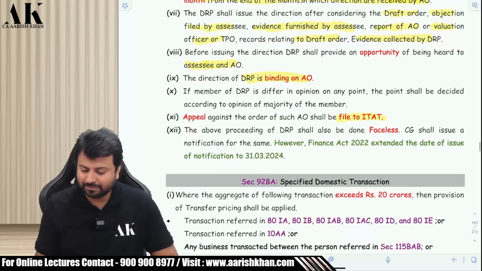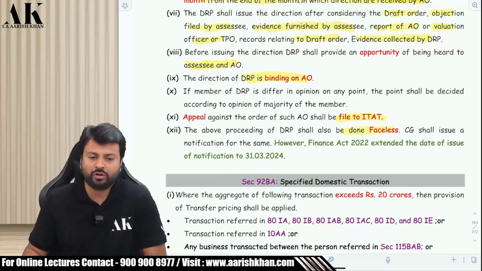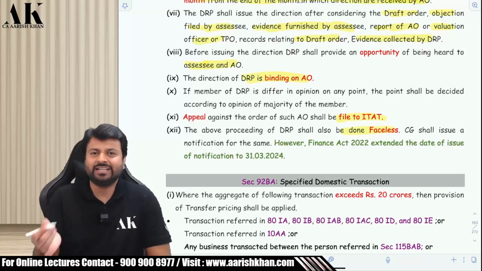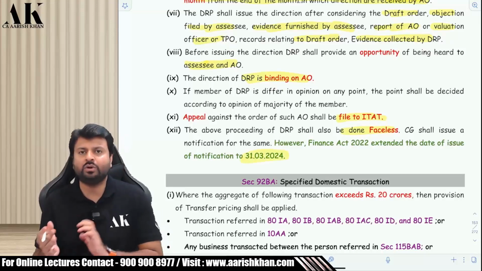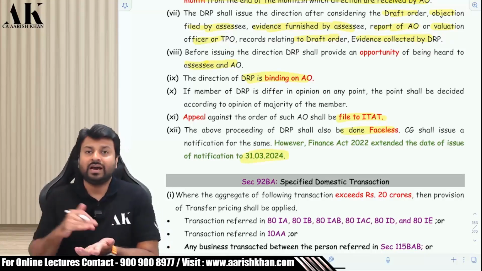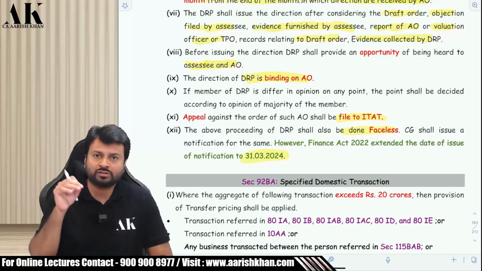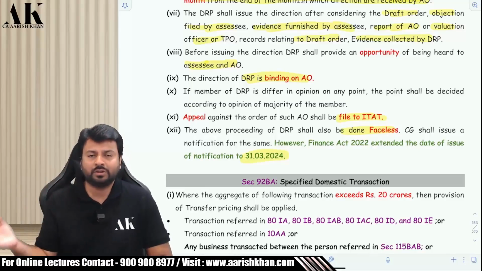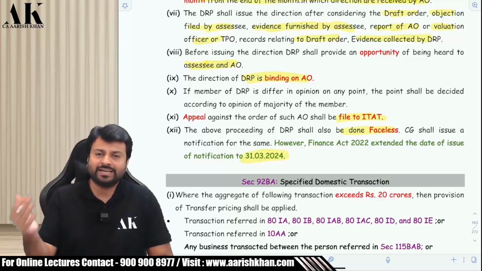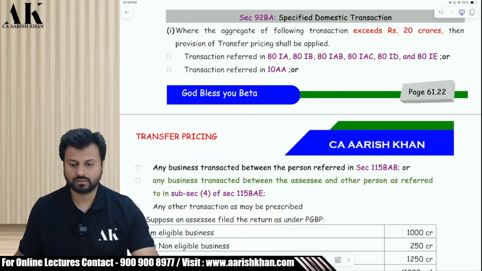Next. This entire proceeding, the government has said that we are going to make it faceless, and the government has extended that it will be faceless by 31st March 2024. Earlier it was supposed to be faceless by 31st March 2022, but because of COVID the government was not able to do things on time. So the government has extended it to 31st March 2024.